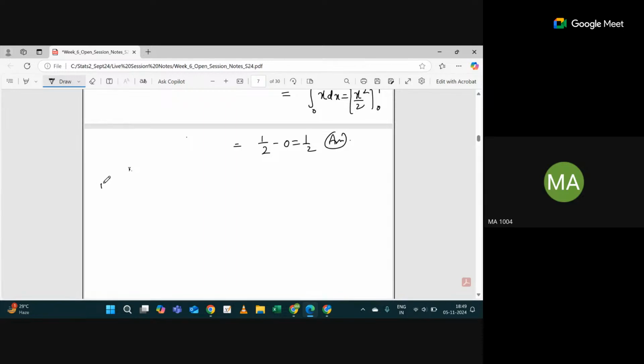Let me ask, what if I say you have to find the probability that x is greater than 2y? Initially it was only x greater than y. Then let me draw the graph again. So this is x and this is y, right? What will be the graph of x equal to y? This is 1, this is 1, this is my total area. What will x equal to 2y be?